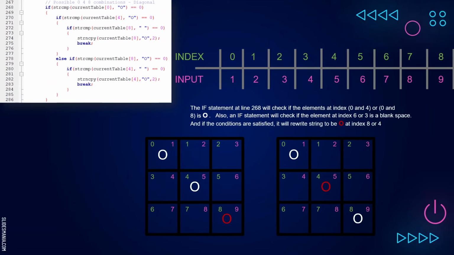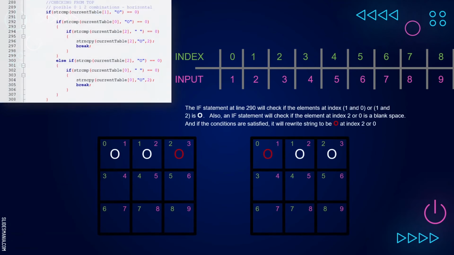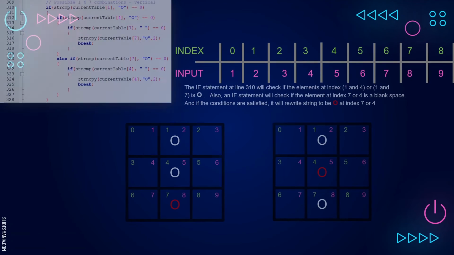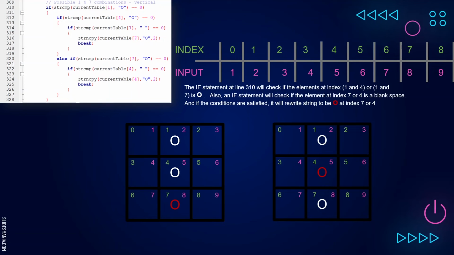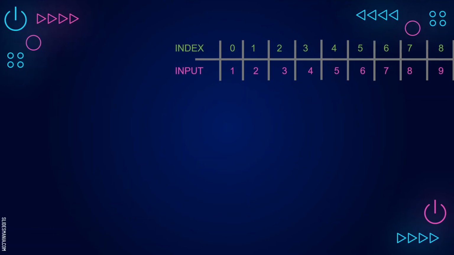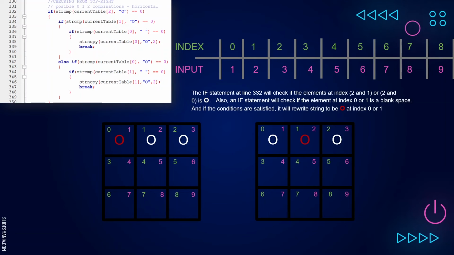We check if the diagonal involving the index 0 does have an element of O at indexes 0 and 4 or at indexes 0 and 8. And if there are, we also check if we could rewrite a blank space to O. Basically, the concept of this function is to use if statements in checking all possible ways and combinations to score or block the player from scoring. I hope that you've understood the concept of this function.